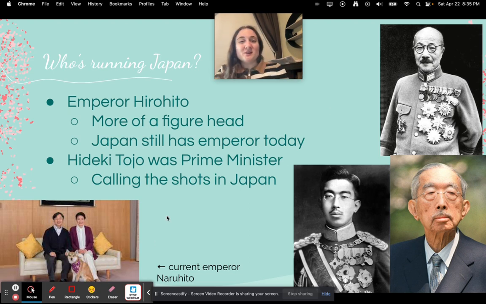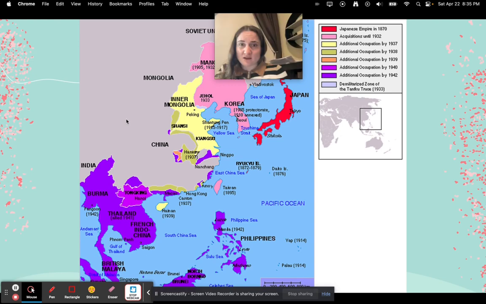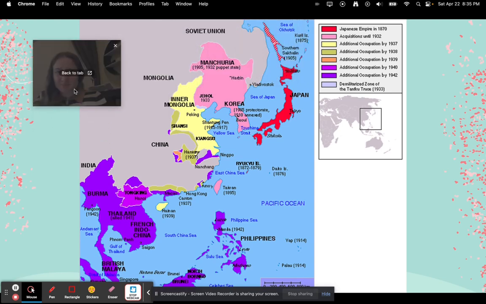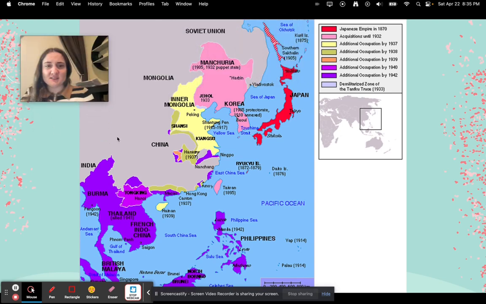The real guy who was calling the shots for Japan during World War II was actually the prime minister. And his name was Hideki Tojo. And that is him right here. All right. Yep, so you can see here's just another map highlighting the Japanese empire expansion.